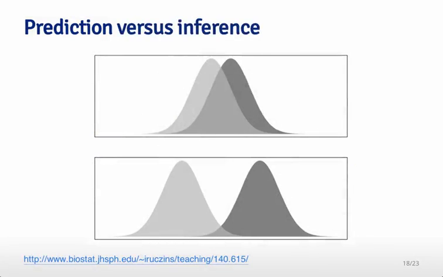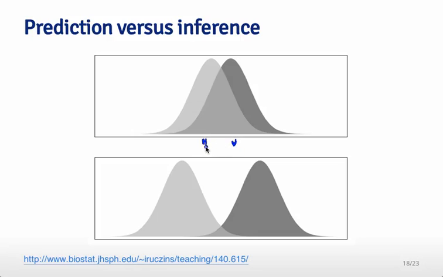Another issue that comes up is that prediction is slightly more challenging than inference. For example, if you look at these two populations, the population for the light gray curve has a mean value about here, and the population for the dark gray curve has a mean value about here, if you look at the distribution of observations from these two populations.